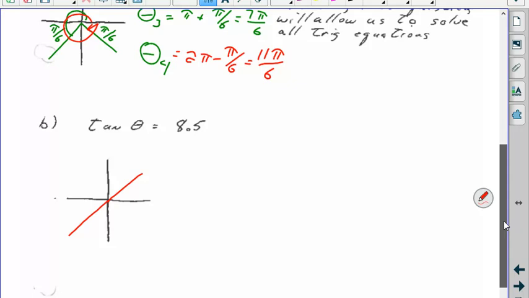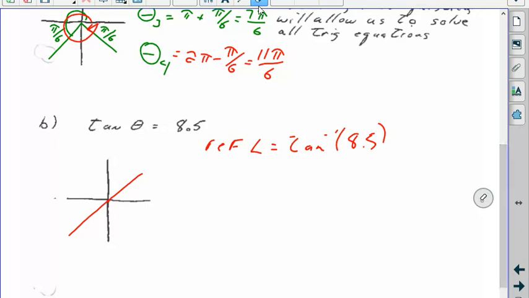So, my reference angle is inverse tangent of 8.5. Now, if this was a negative 8.5, I would still use this exact same thing because I want a reference angle between 0 and pi over 2. So, I'm asking you in radians. Make sure your calculator is in radians. Do not give me the answer in degrees.